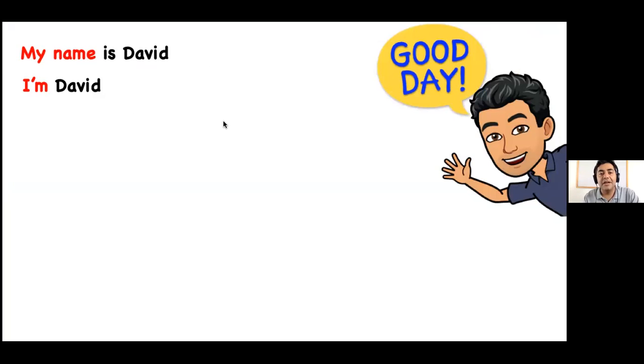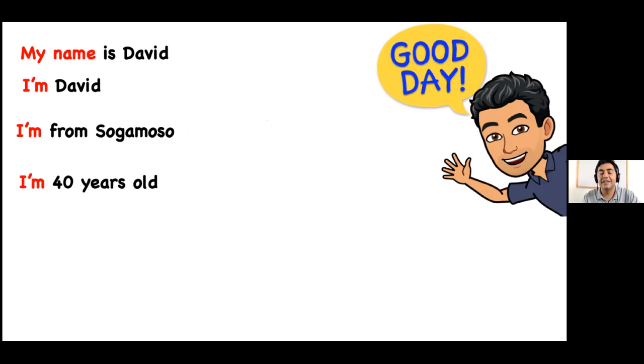The next way to introduce yourself is, I'm from Sogamoso. See, I'm from Sogamoso. The verb to be, and we're using the preposition from. I'm from Sogamoso. The next is, I'm 40 years old. Okay, so I'm talking about my age.